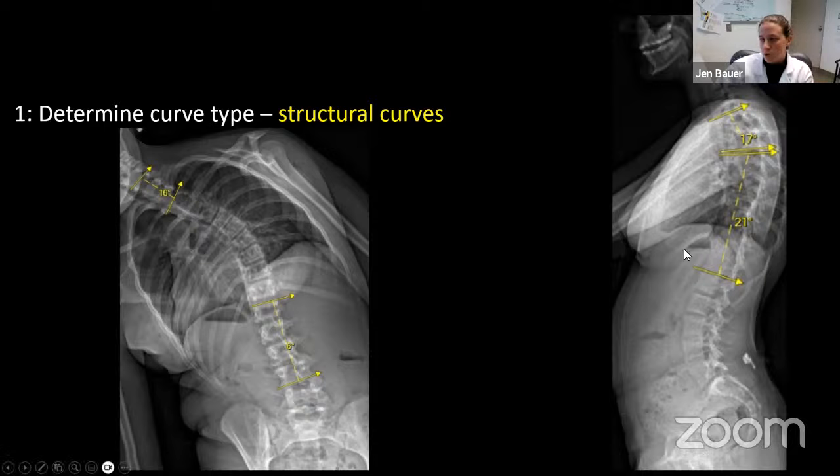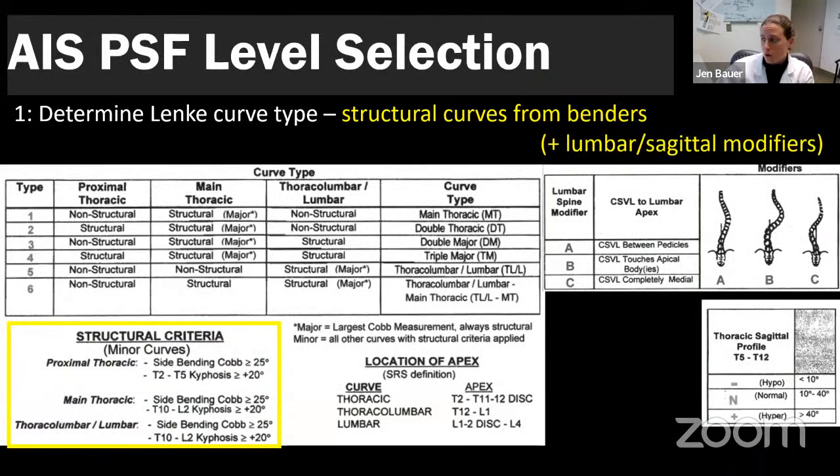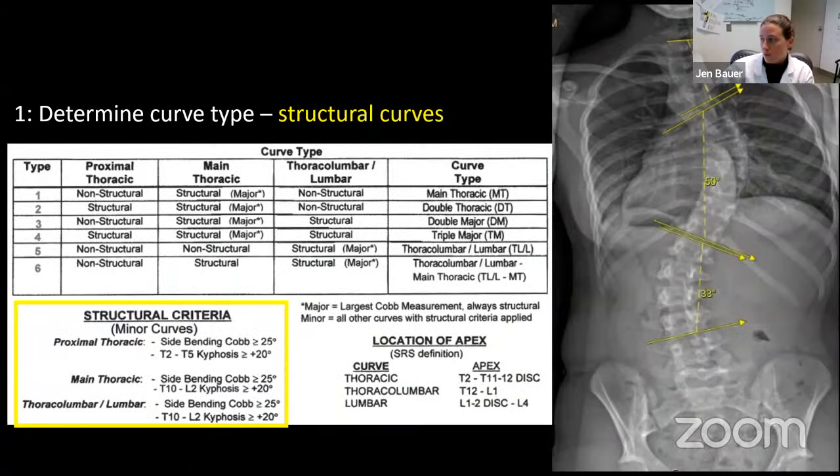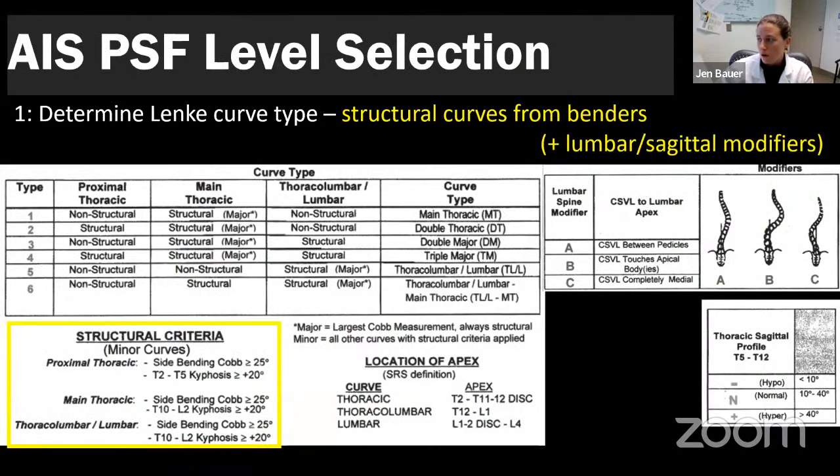And same thing at the thoracolumbar junction. If there's kyphosis there, then the lumbar curve, you still have to count as a structural curve. So we've been able to figure out on this example that right now only this curve is a structural curve. That already gets us a large answer for our Lenke classification. So here in curve type, we'd be looking at a non-structural proximal thoracic curve, a structural main thoracic curve, and then a non-structural lumbar curve. So we already know that this is a Lenke type 1. Then there are modifiers. There's a lumbar modifier and a sagittal modifier. So how we get the letter is by looking then here.